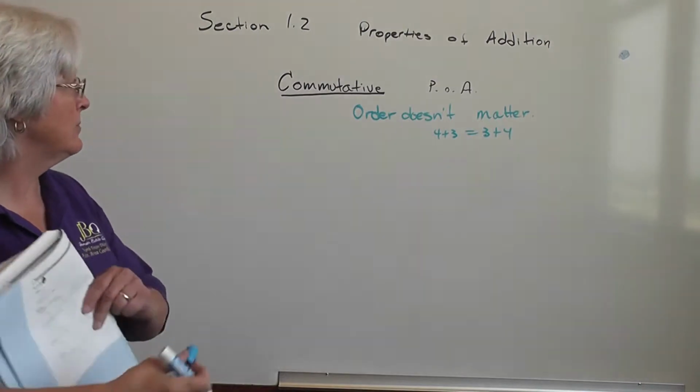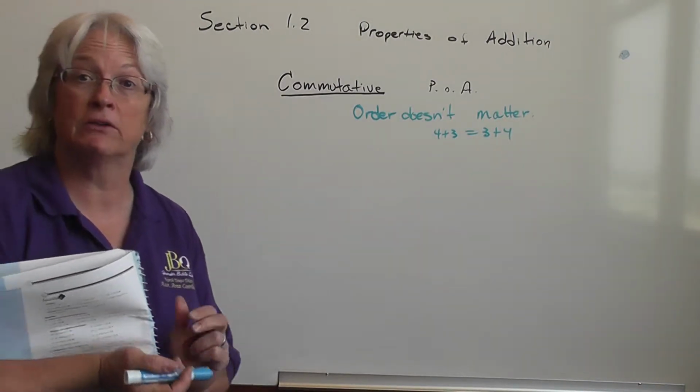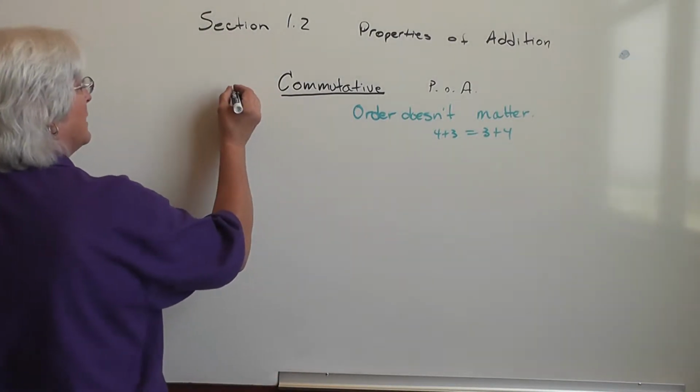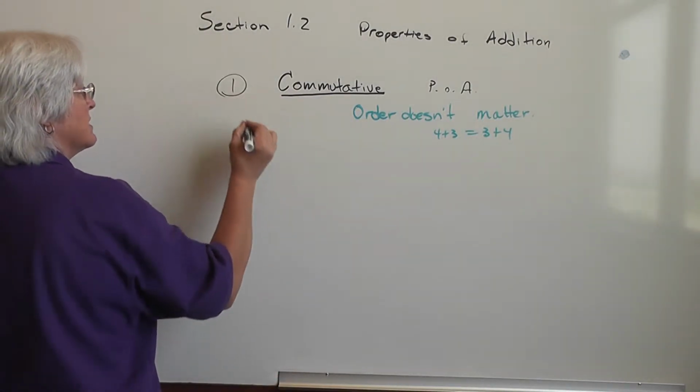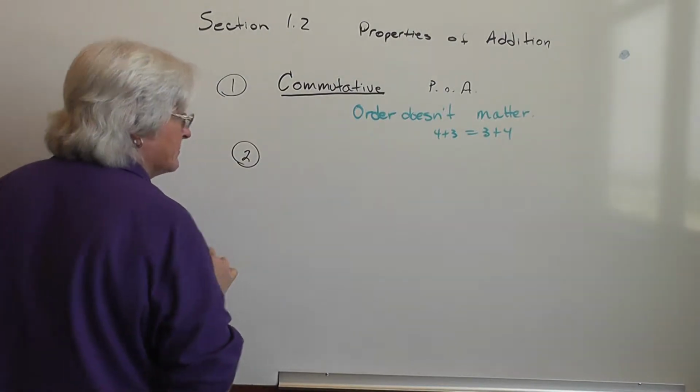So there we have an example of our first property of addition that we're talking about today, which is the commutative property. The next one that we want to talk about is the associative property of addition.